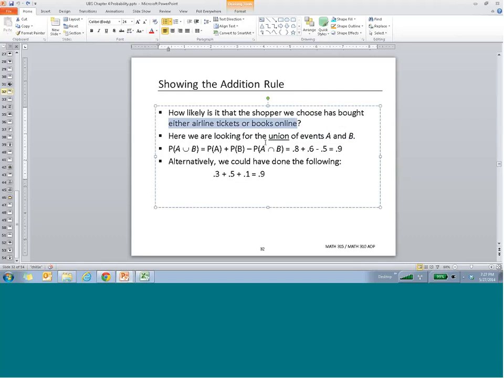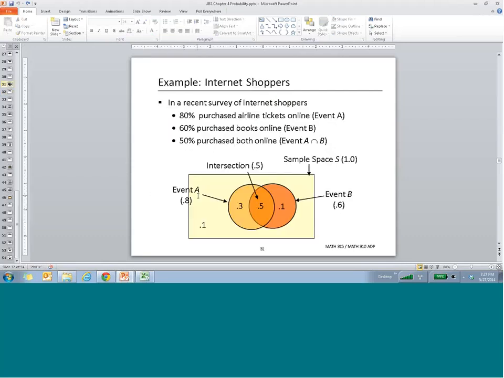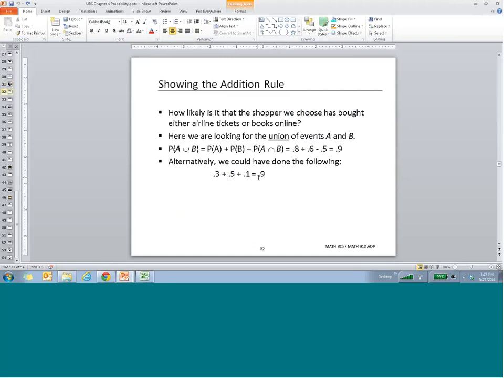It would be either this one or this one. Somehow we sold a ticket, right? So if I go back up to here, it could be sold this way. It could be sold this way, right? Either way. So I'm subtracting the overlap from the sum of them.